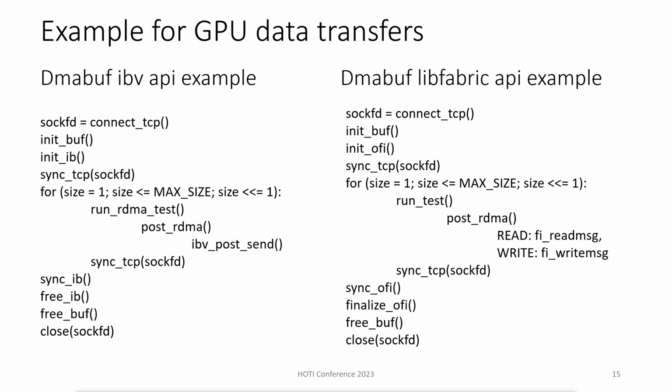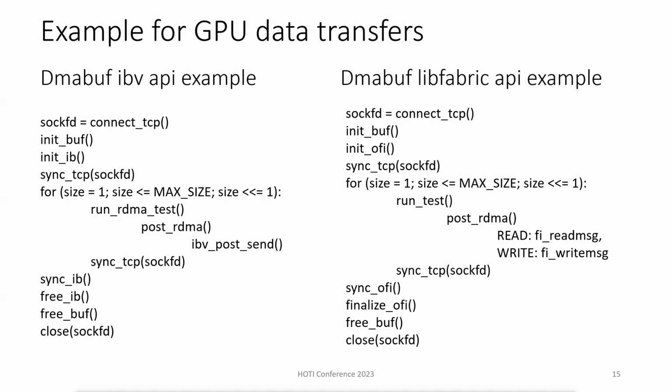On the left side, if you have to write a program for each provider, it will be like this example for the verbs provider. You will have to write it for each and every provider, and there could be different types of APIs for different GPU providers, or different GPU drivers can expose different APIs. But on the right hand side, we can achieve both things with this one Libfabric program.